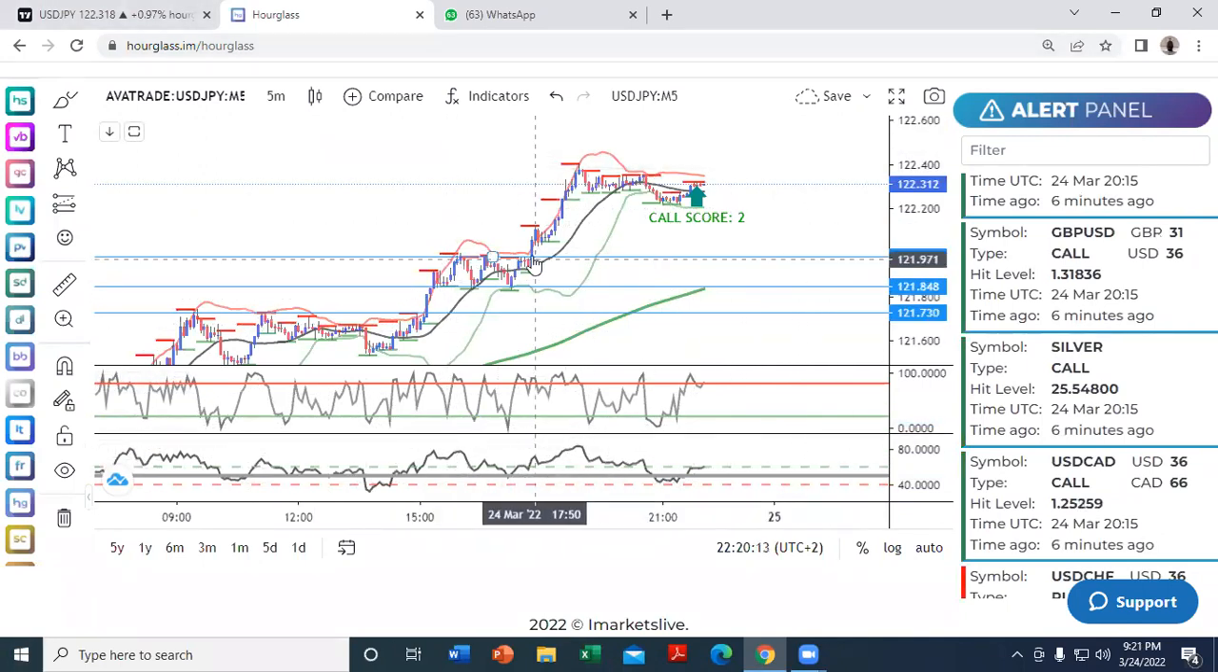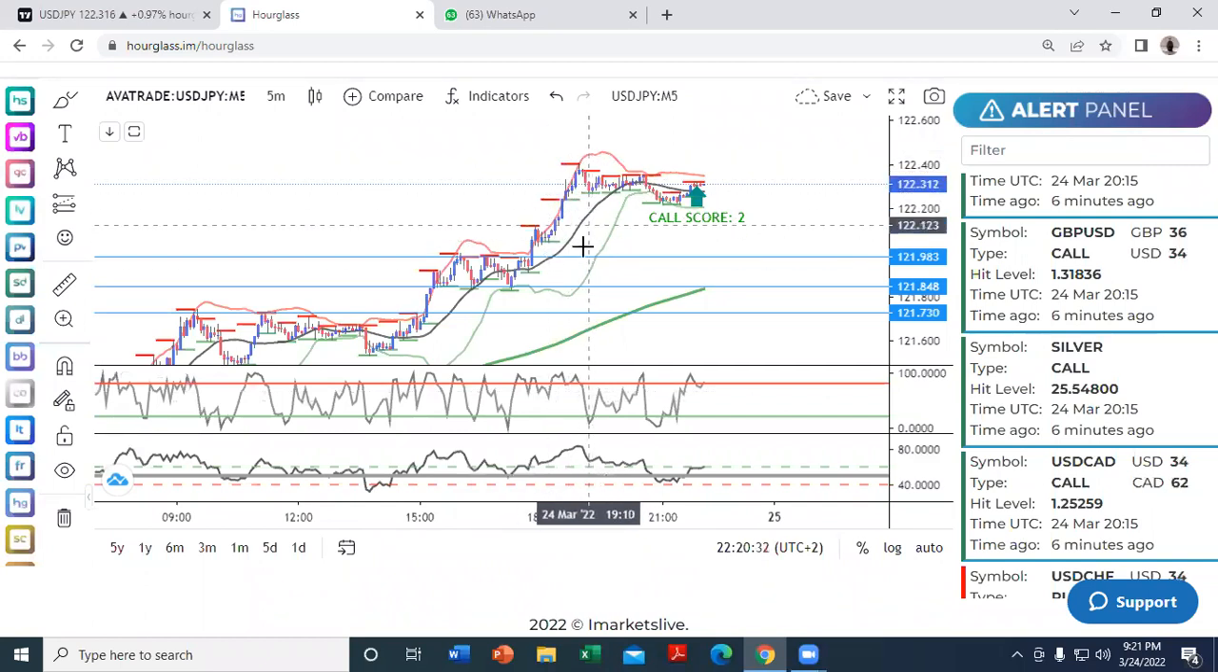Now look at all this move up here. Did you see stochastic, RSI rather, come below at any point? At all of this move up. This is why you have to find a strategy and stick by it.